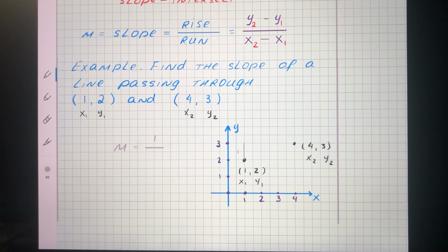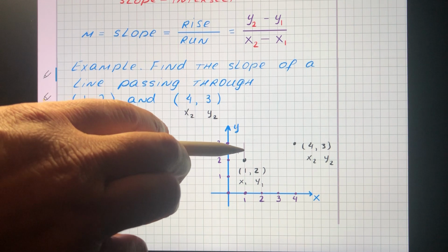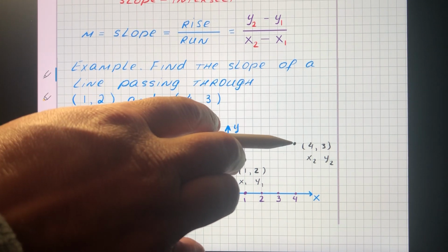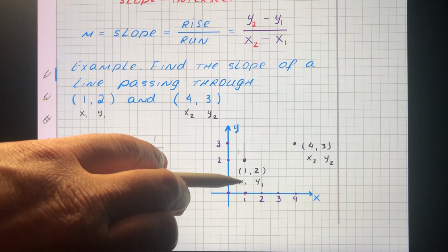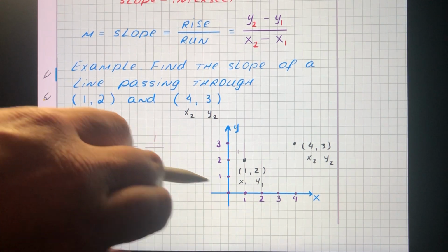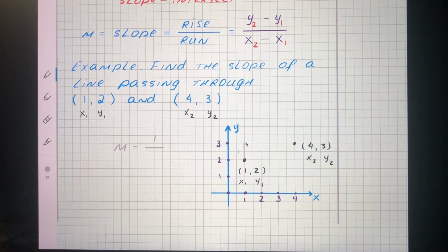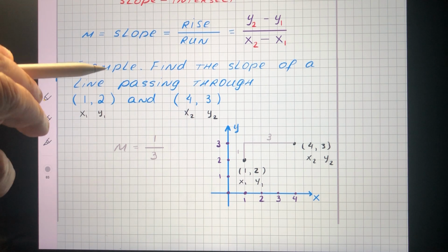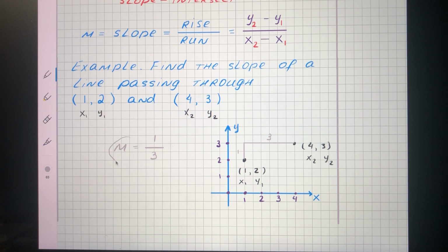What is the run number? The run is how far to the right. So from this corner, how many units do we go to the right? And that answer is 3, because we are going from 1 to 4, which is the distance of 3. We can also count that this is 3 units. And so our slope is 1/3. That's the answer to our question in the example.